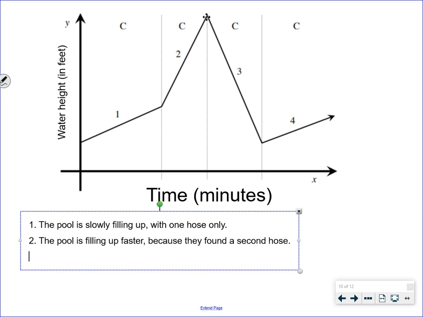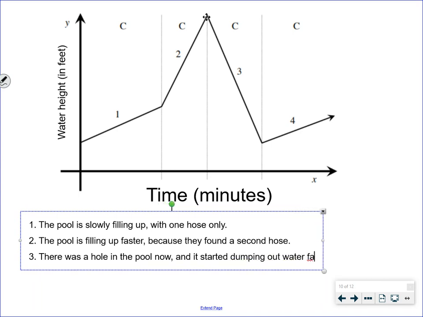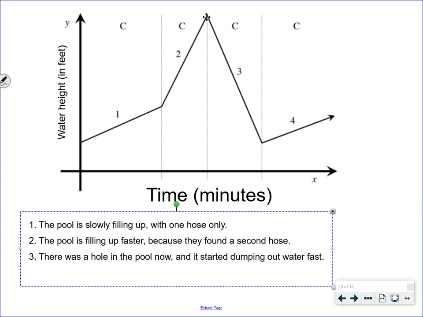Section number 3, what do you think happened? You probably have an idea. Section number 3, they were getting so antsy. They wanted to get in the pool so badly. They kind of got in there ahead of time, and it was almost full, but somehow or another they poked a hole in the pool. So there was a hole in the pool now, and it started dumping out water pretty fast. So it started dumping, and so can you imagine having the pool nice and high right there?